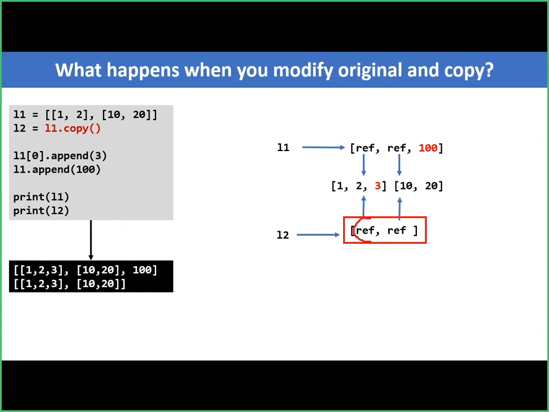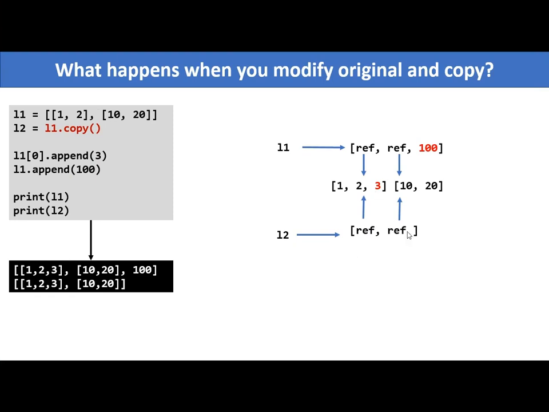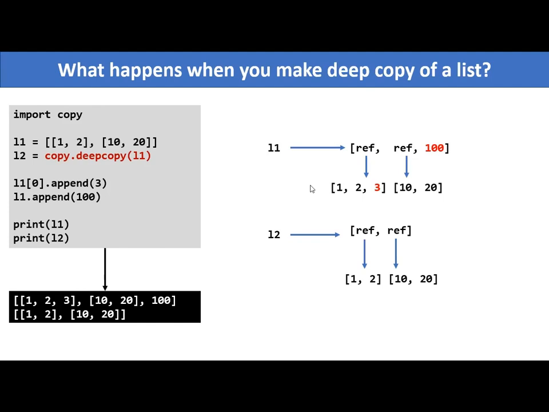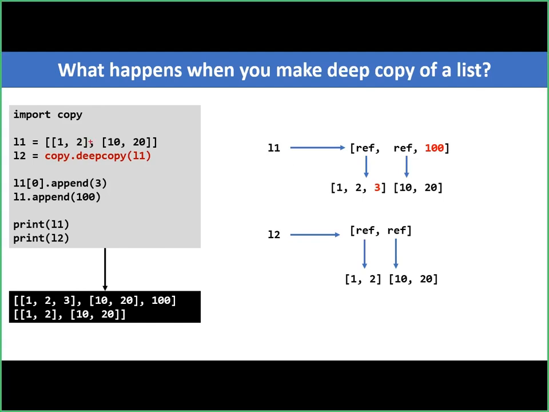But the problem here is this reference is still referencing the original nested list. So whatever changes you are making there, those changes are still available to this, because it's not a copy of this list. It is just a reference to that list. This is called shallow copy. And if you don't want this, you want something deeper than this, then you need to go for deep copy.